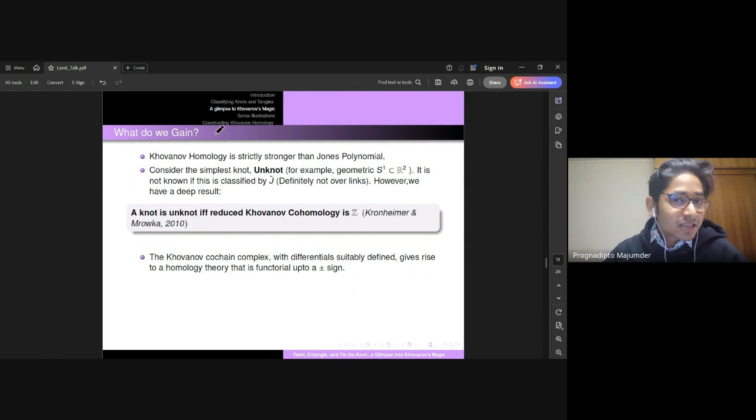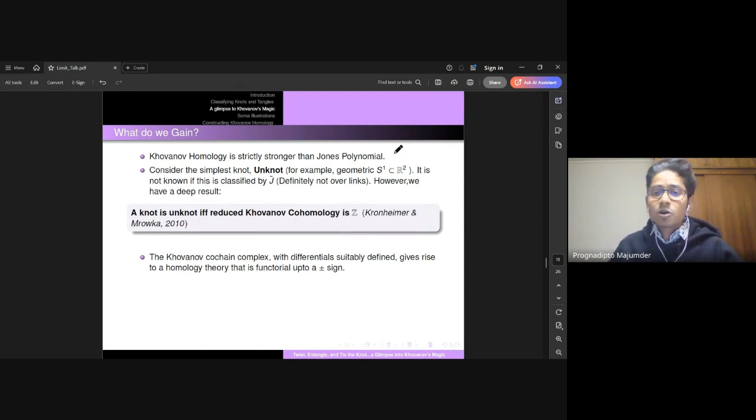So this is strictly stronger. What do I mean by strictly stronger? It means that I can give you two knots which have the same Jones polynomial but different Khovanov homologies. These are very artificial, so there's no point drawing them here. I can't even draw; I would have to give a picture. But even though it's stronger, what we have gained is conceptual.